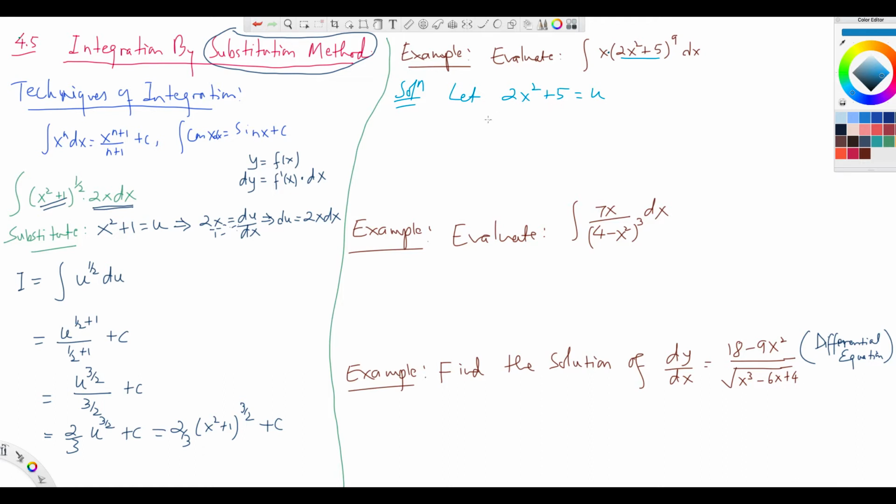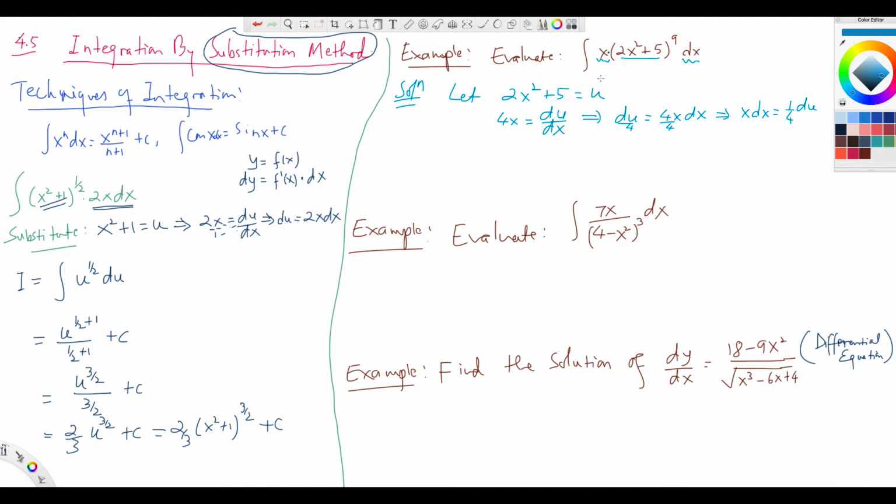How do I write that in terms of u? Find the differential. What is the derivative of this with respect to x? It is 4x equals du over dx, so this implies du equals 4x dx. We don't need the value of 4x dx; we need the value of x times dx. Divide by 4 on both sides, and this implies x dx can be written as 1/4 du.